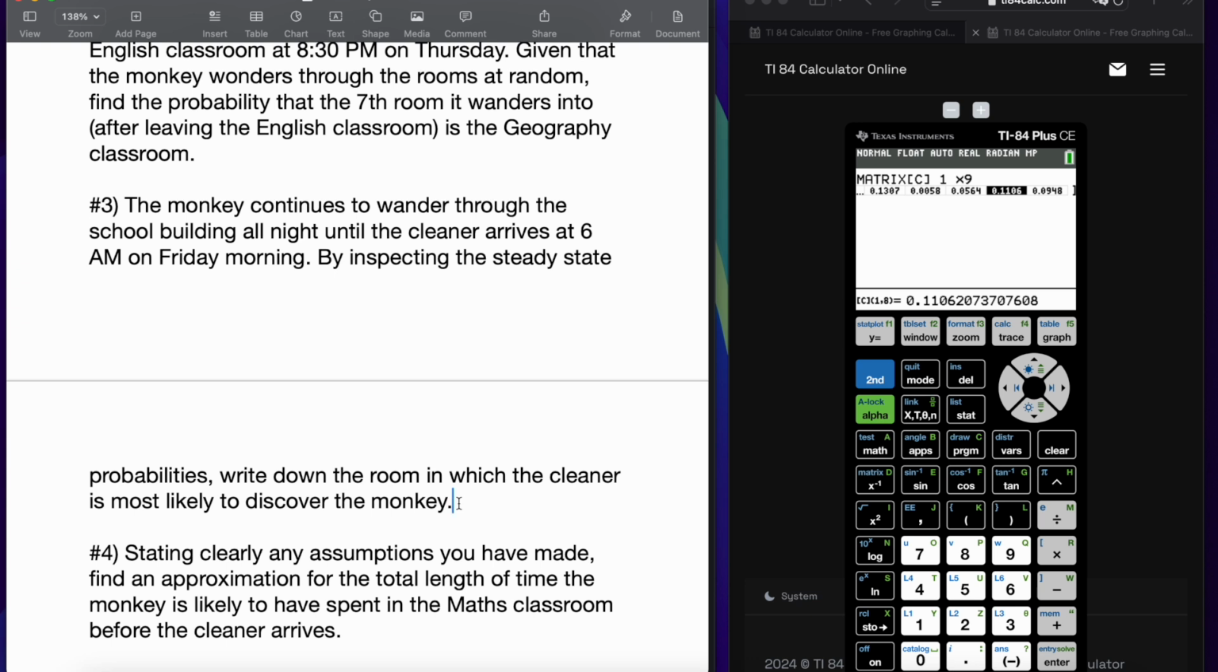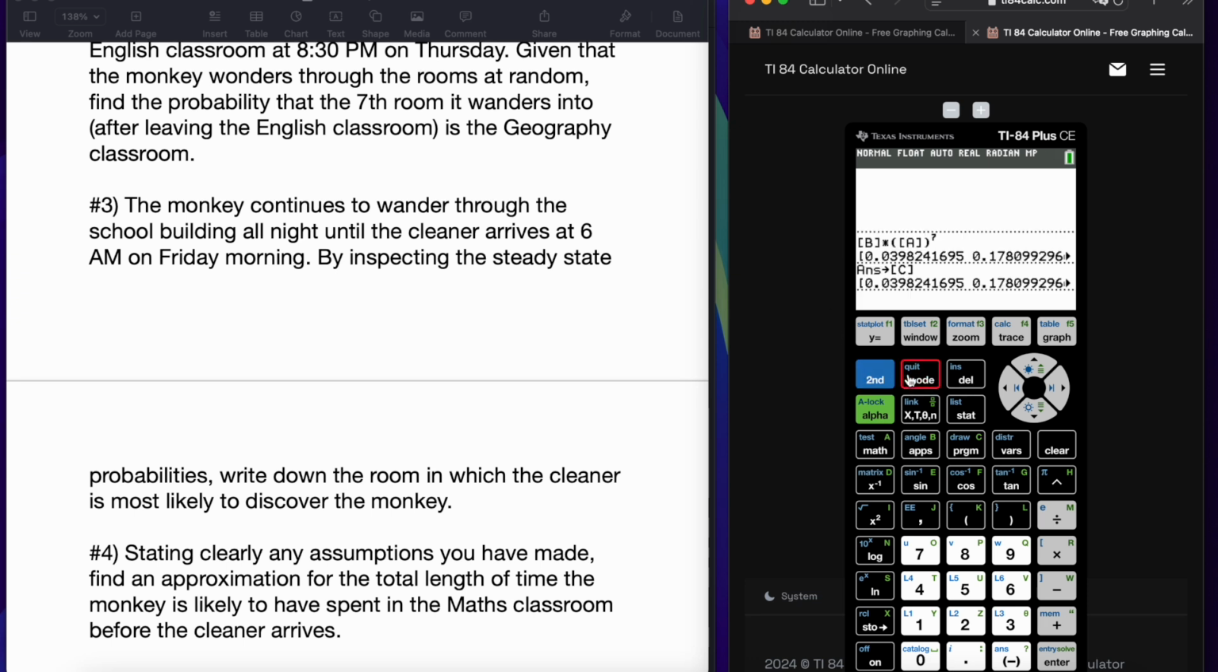On the other hand, assuming that there is a steady state for this matrix, we can just calculate a high or a large power of the transition matrix and then use that as our steady state matrix. So in this case, I'm going to start with my initial state matrix. That was 100% chance of being in the English room. I'm going to multiply it by a large power of the transition matrix.